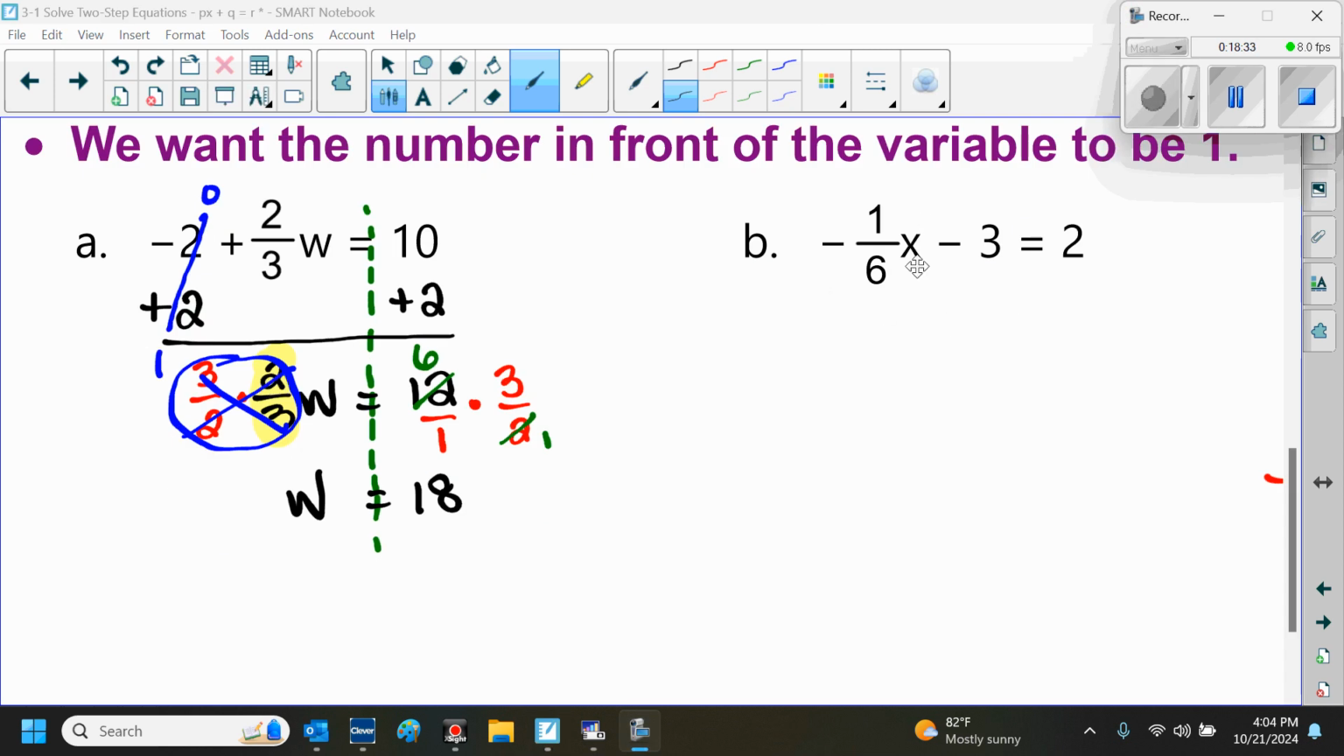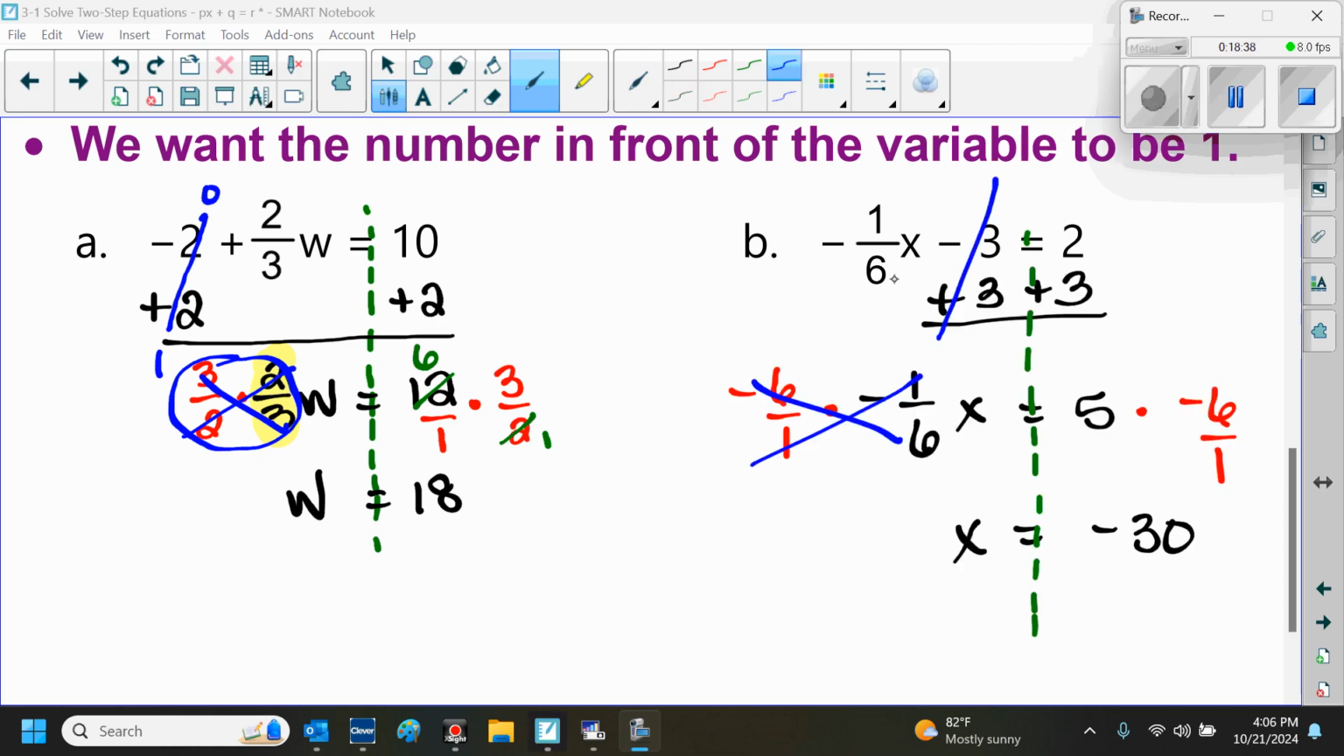All right, so we have -1/6 x minus 3 is equal to 2. So here we're going to cover up that -1/6 x. That's what we're solving for. That means we want to get rid of that -3. So that means we're going to add 3 on both sides. So once we do that, this cancels to 0. So we end up with -1/6 x is equal to 5.